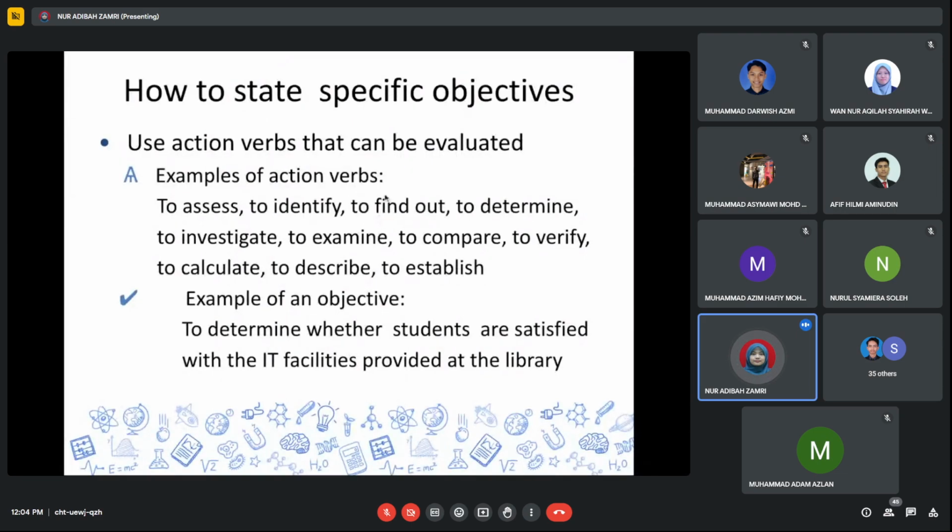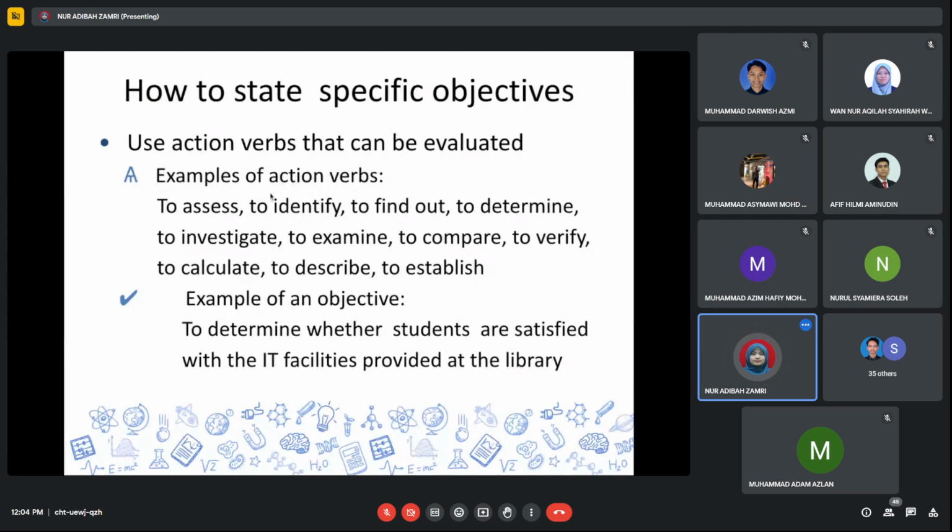So how to state specific objective? Use action verb that can be evaluated. Okay, for example, action verb to assess, to identify, to find out, to determine, to investigate, to examine, to compare, to verify, to calculate, to describe, to establish. So these are all the action verbs that you can use.